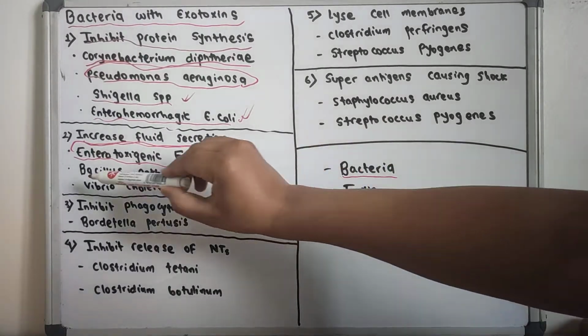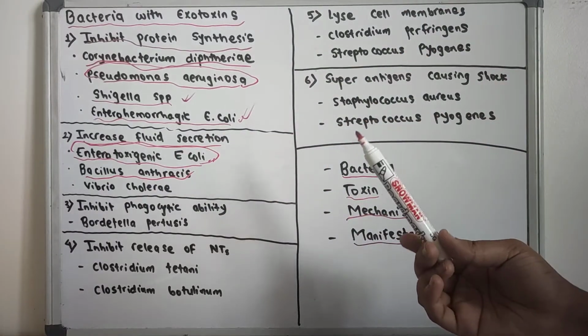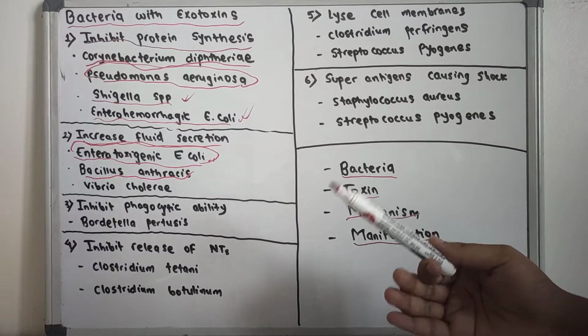Now let us talk about Bacillus anthracis. The Bacillus anthracis will secrete the anthrax toxin.